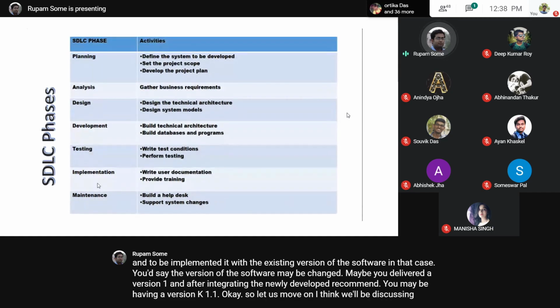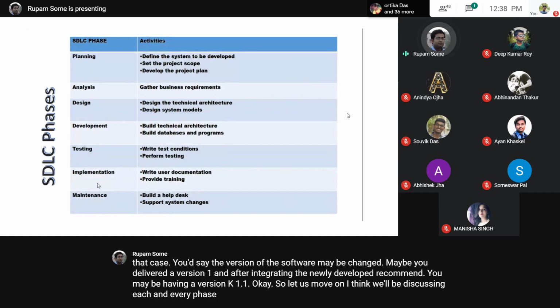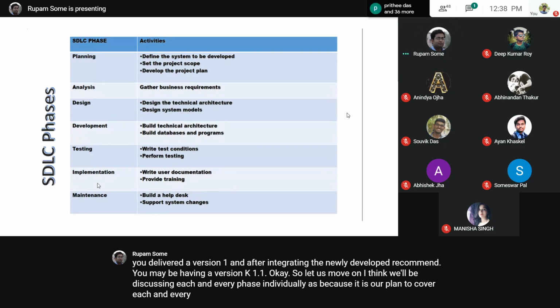We'll be covering each and everything. Let me talk about a very simple term. If you have got a paper and pencil, you can take a note on this. Believe me, this is going to be very important if you work for industry in future. The term is software metric.